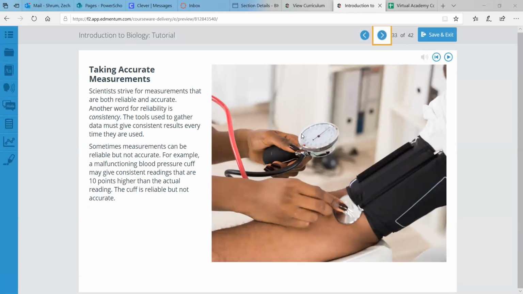Accurate measurements. Yeah. So science deals with measuring data, and you want to be as accurate as possible. And like for blood pressure, a blood pressure cuff, if it's malfunctioning, it could give you consistently bad results, and that's not accurate. So we don't want that. We got to make sure everything's working correctly and measuring accurately.